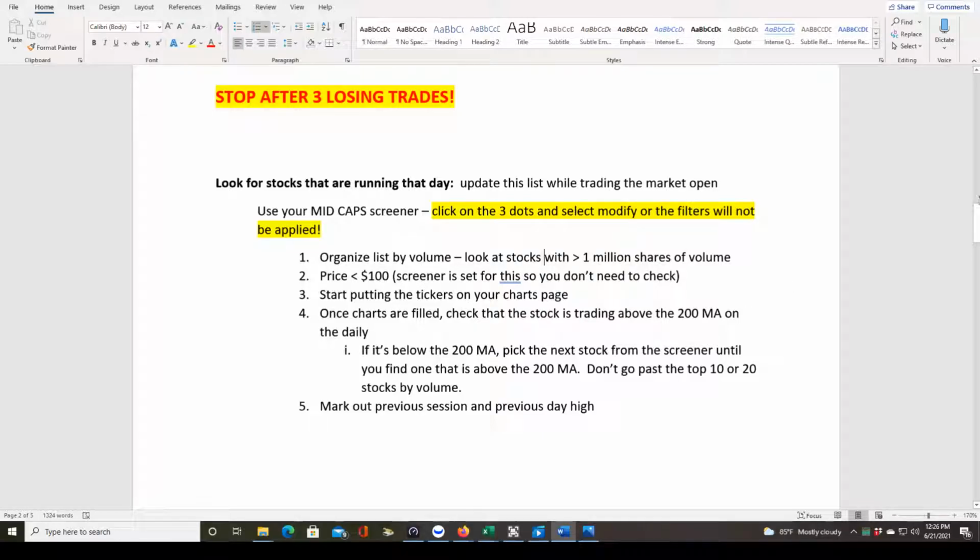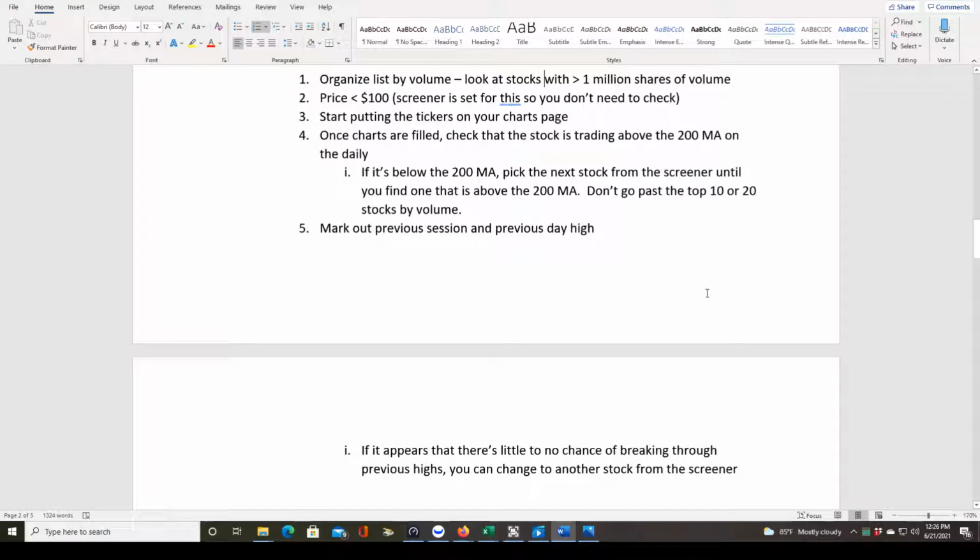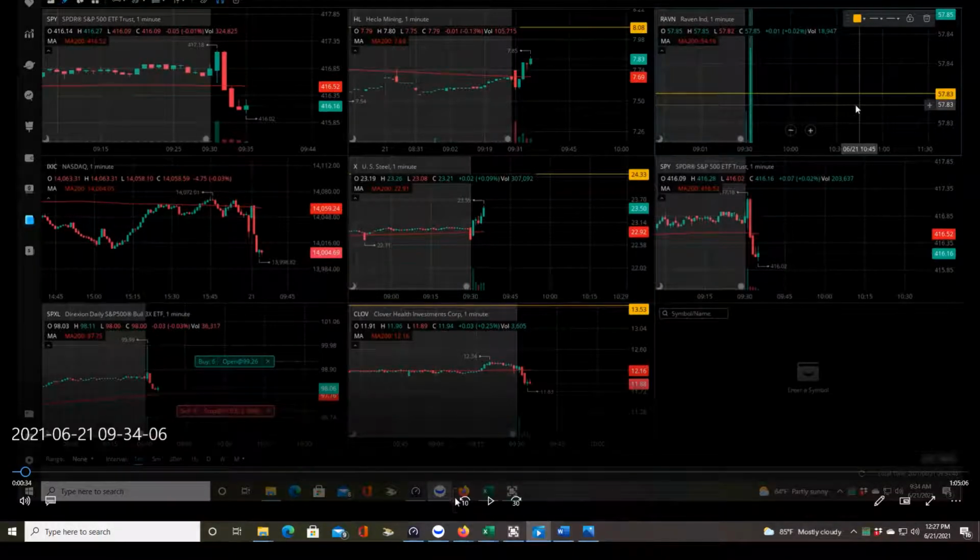So if they're trading above the 200 MA, then I go to my chart page and check the previous high from the aftermarket, pre-market, and the previous day. And if they are trading above that level, then I can look for an entry. So let's take a look at what was on my chart page.